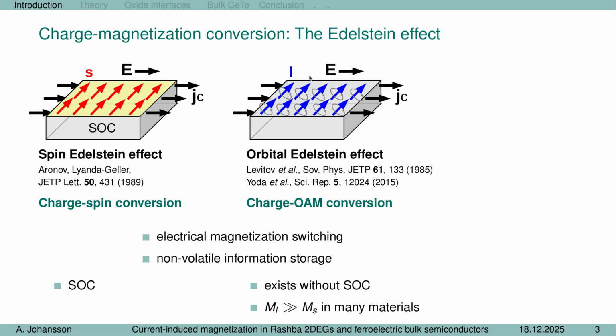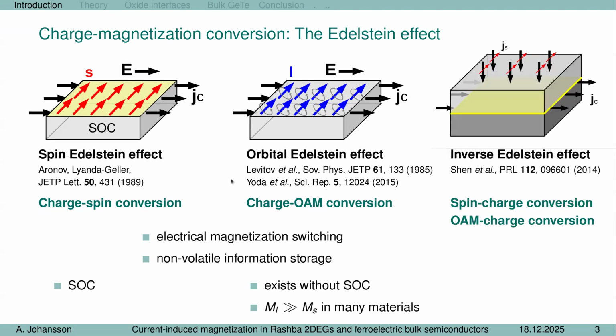So usually they coexist. And now the nice advantage of this orbital Edelstein effect is you do not need any spin-orbit coupling. And in many materials, the current-induced orbital magnetization is much larger than the current-induced spin magnetization.